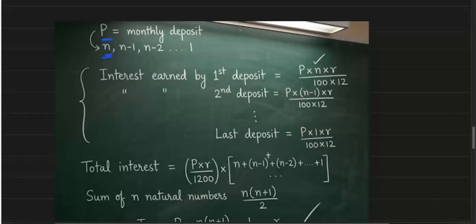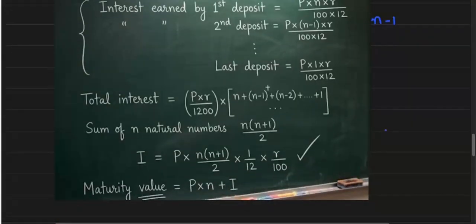However, for the second deposit, n changes to n minus 1 because 1 month is already gone. So that first month interest will not get calculated. So it will be n minus 1, n minus 2, so on up to 1. The last month is 1. So P into 1 into R by 100 into 12. So all these interests are per month. So after the end of the tenure, if we want to get the complete total interest, so total interest will be P into R by 1200 common.